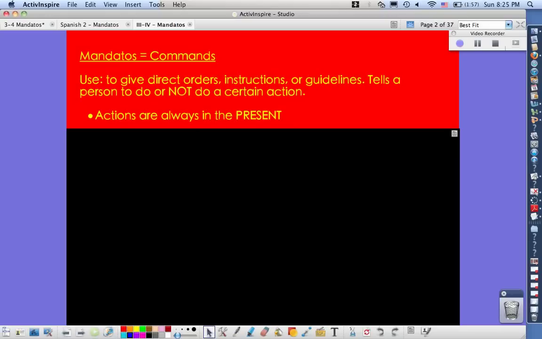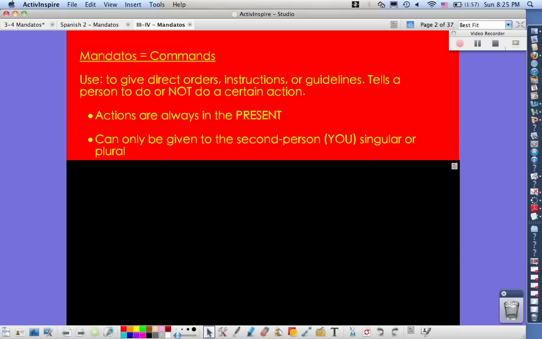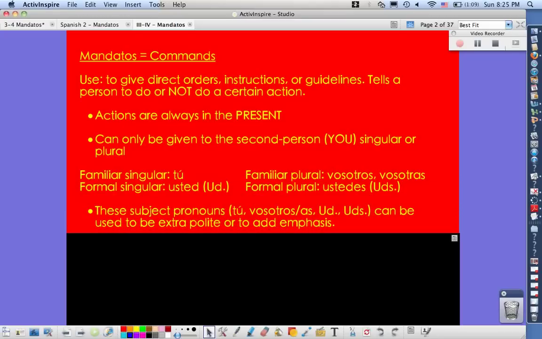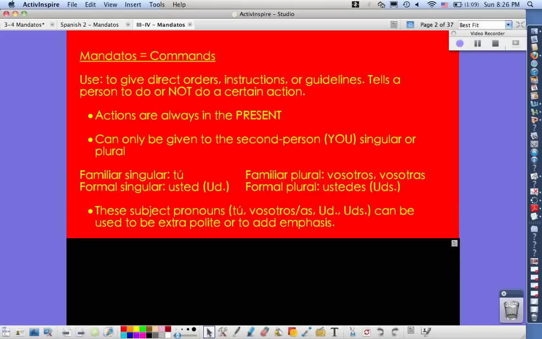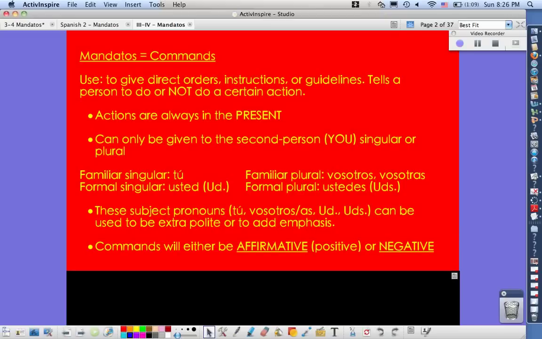Actions are always in the present when you're commanding, telling someone what to do. They can be given to the second person, singular or plural, or third person. They can be given to tú, vosotros, usted, or ustedes. Oftentimes the subject pronoun can be used just to be extra nice. You might include tú, vosotros, usted, or ustedes, but it's not necessary.